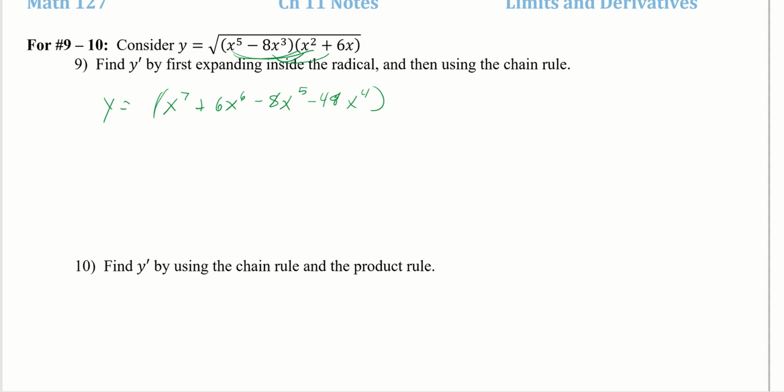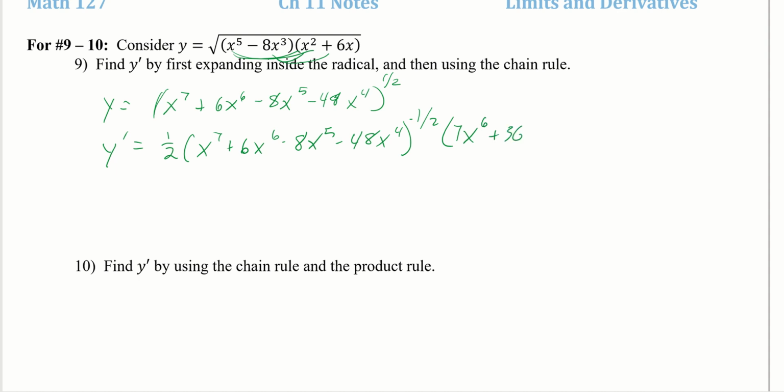I'm going to change this whole thing to have an exponent power. So now I can take the chain rule, right? So when I take the chain rule, I bring the power down, keep the inside exactly the way that it was, subtract 1 from the exponent, and then multiply it by the derivative of the inside. So 7x to the 6th plus 36x to the 5th minus 40x to the 4th minus 192, hopefully, x to the 3rd.